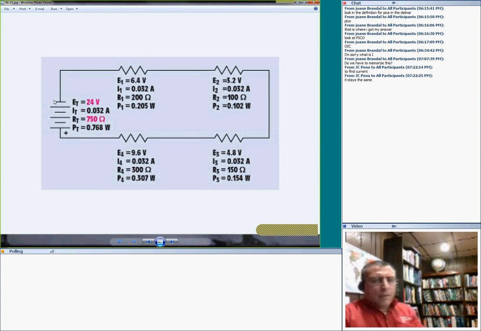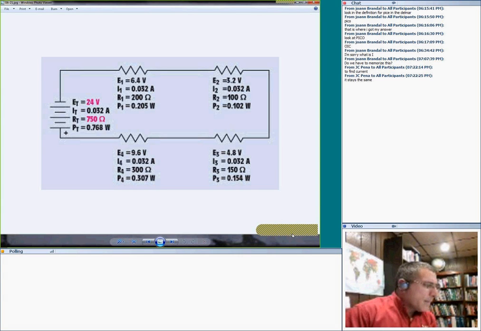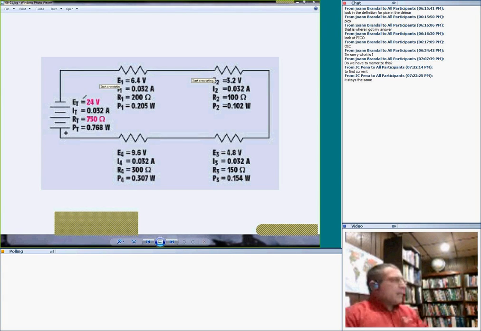Now, when we look at this circuit, I can't emphasize enough: you add the voltages, and they must equal my source voltage. If you add the 6.4 to 3.2 to 4.8 to 9.6, it should add up to 12. That's rule number 2. The total current, look at the current, it stays the same. Current stays the same, current stays the same.